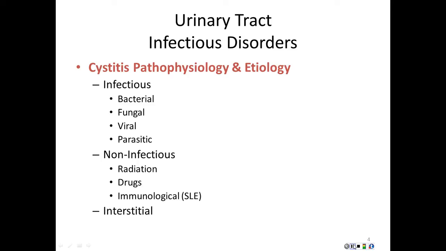Now we're going to talk about cystitis, some of the pathophysiology and the etiology of cystitis. Basically, cystitis is an inflammation of the bladder. That inflammation can be caused by an infectious process, either with bacterial, fungal, viral, or parasitic agents. It can be non-infectious, caused by drugs, radiation, or immunological type processes, as seen with systemic lupus erythematosus.